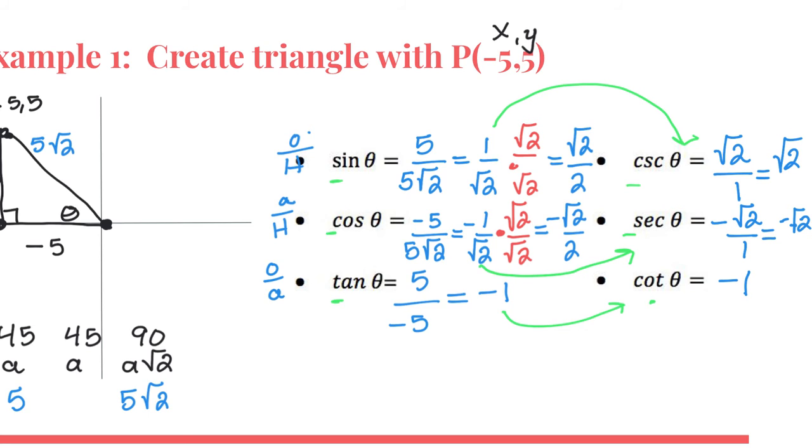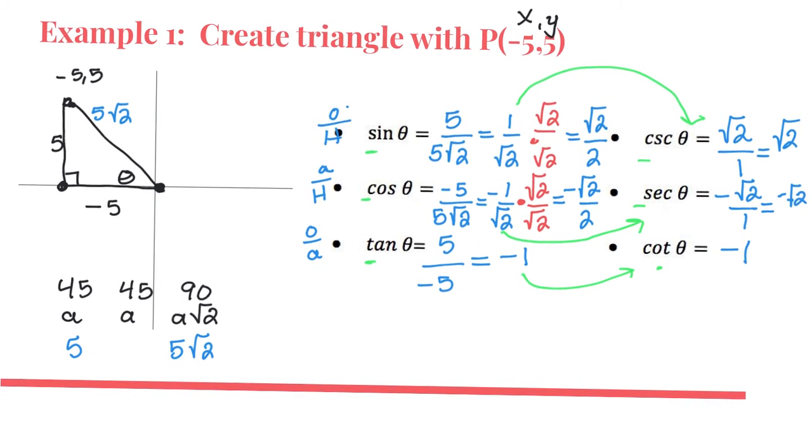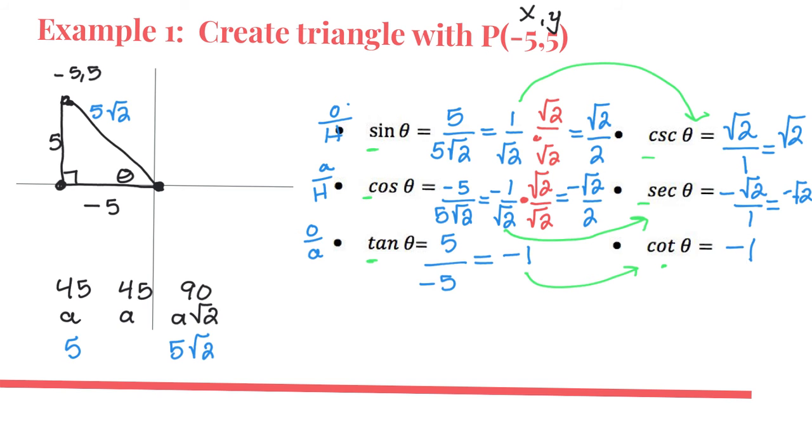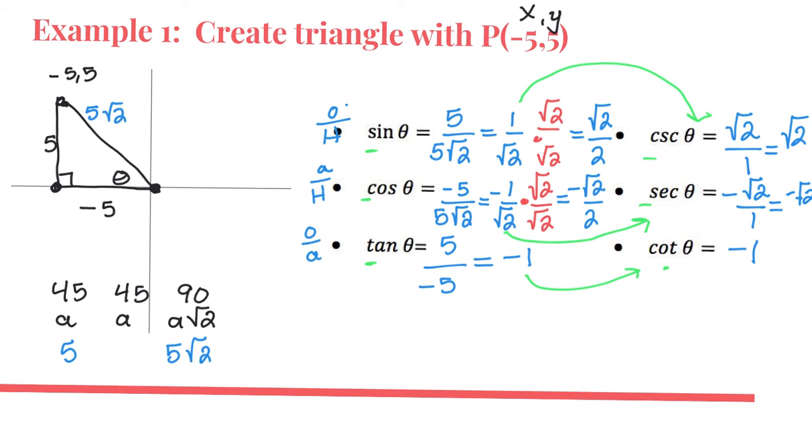So your steps for each of these problems start by drawing a diagram. Use either special right triangles or Pythagorean Theorem to find the missing side, and then write out your 6 trig ratios. Remember to reduce all fractions, rationalize all denominators, and make sure you don't leave any negatives in that denominator.